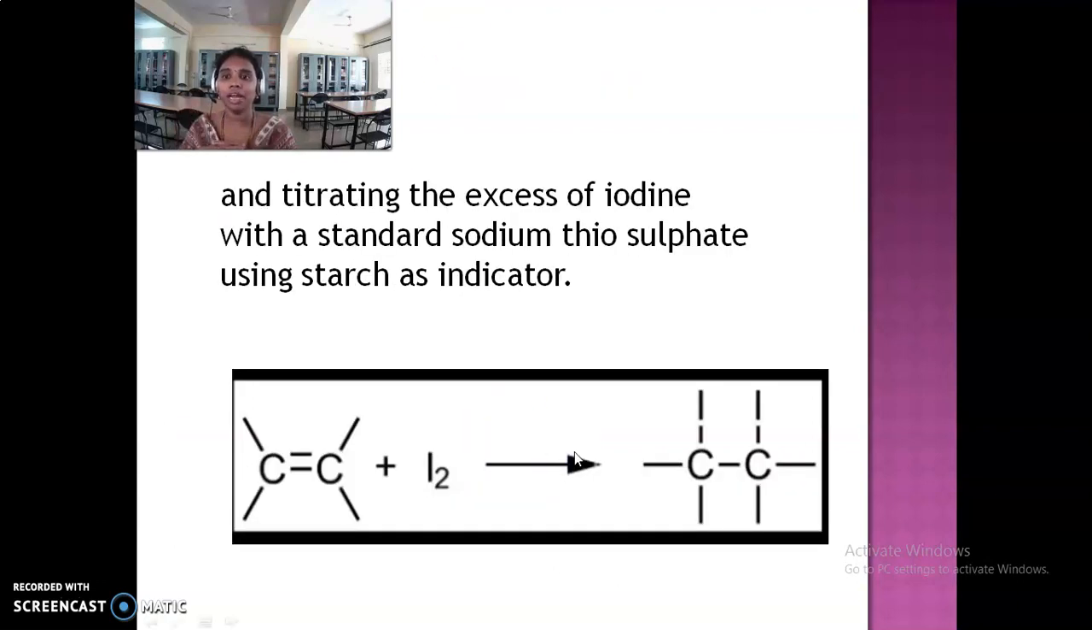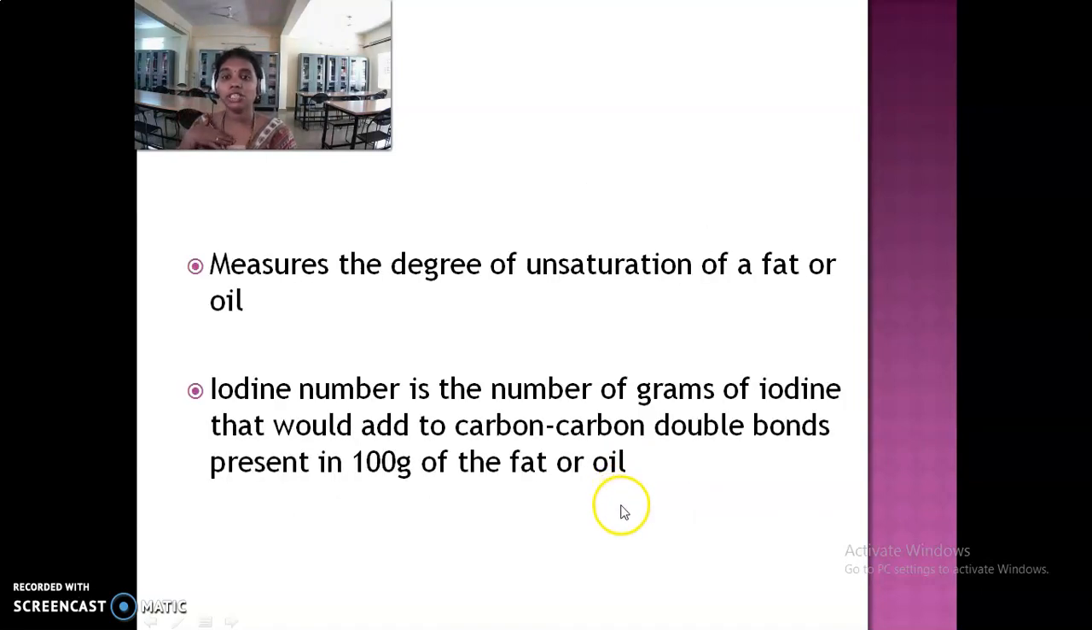After that, you will have to do the titration. Whenever iodine is involved, generally we use sodium thiosulfate, also called hypo. Then you will use starch as an external indicator. So this is about the titration. You can see the reaction here. The double bonds react with iodine and form an iodo compound. That's why they estimate the amount of iodine absorbed by 100 grams of fat or oil. So it measures the degree of unsaturation of fat or oil.